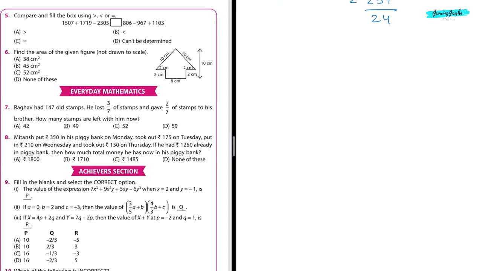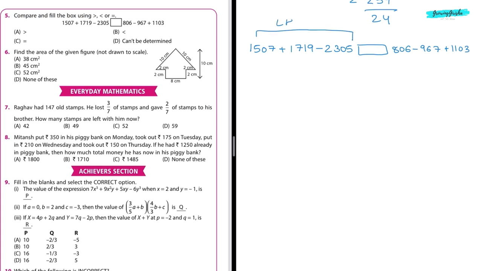Question 5. Compare and fill the box using greater than, less than or equal to sign. Let us copy the question. 1507 plus 1719 minus 2305 dash 806 minus 967 plus 1103. Let us solve this now.